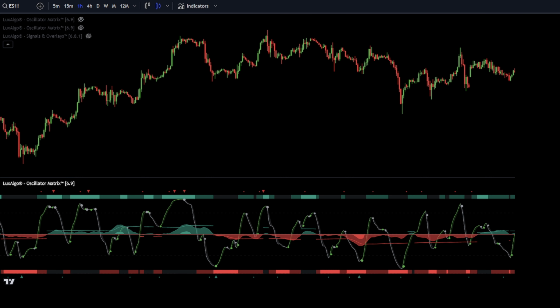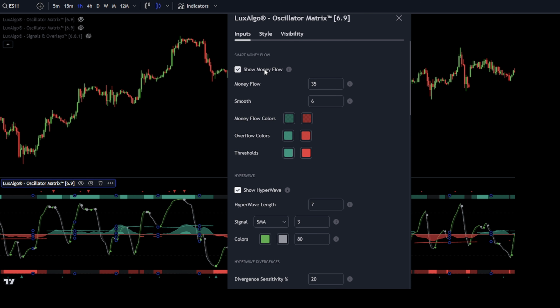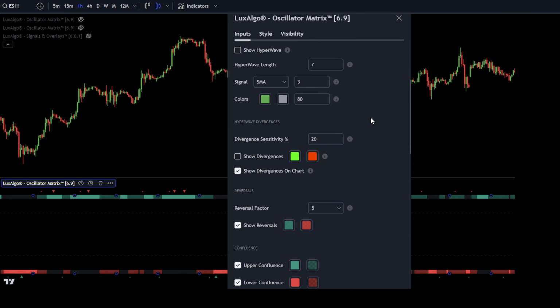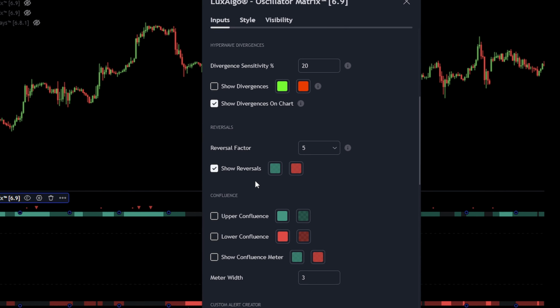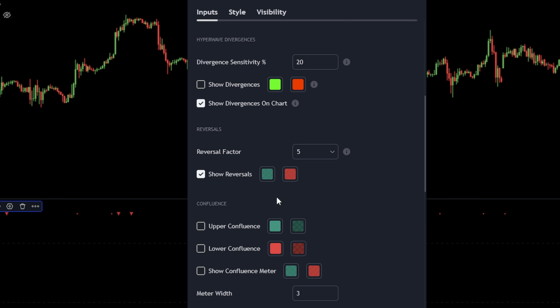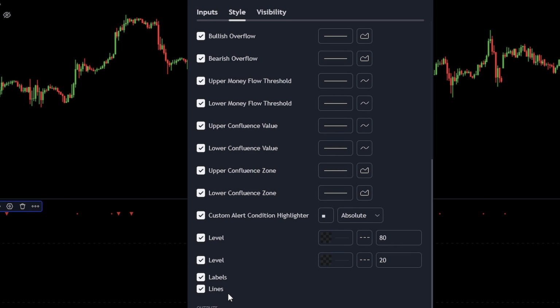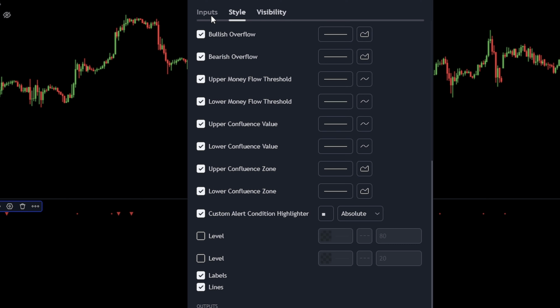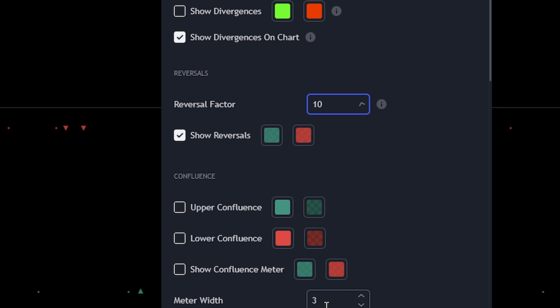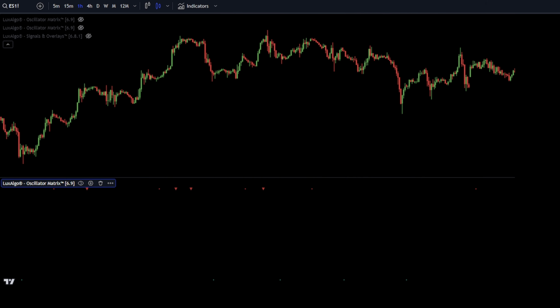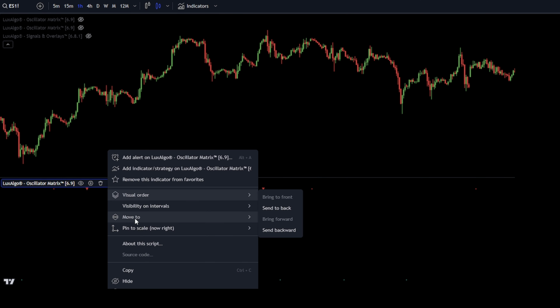Now, let's dive into how I set up the Oscillator Matrix to get these precise reversal signals on my chart. It's a quick setup, so let's go through it step by step. First, open up the settings of the Oscillator Matrix. In the Settings panel, uncheck everything except for the reversals. This will clear out the other components so we're only focused on the reversal signals. Next, we want to adjust the reversal factor. Set it to 10 for our initial setup, as this value can help us capture significant trend shifts. Once we've got that set, click on the three dots right here. Then, choose Move To and select Existing Pane above to streamline our view.